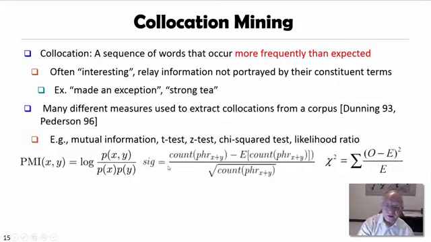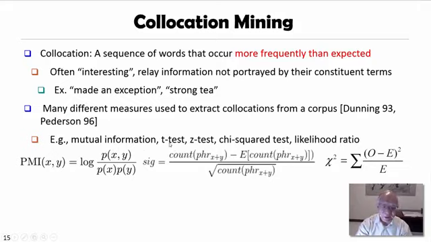How can we measure such things? We can measure this based on different measures, for example, mutual information. This essentially is pointwise mutual information.